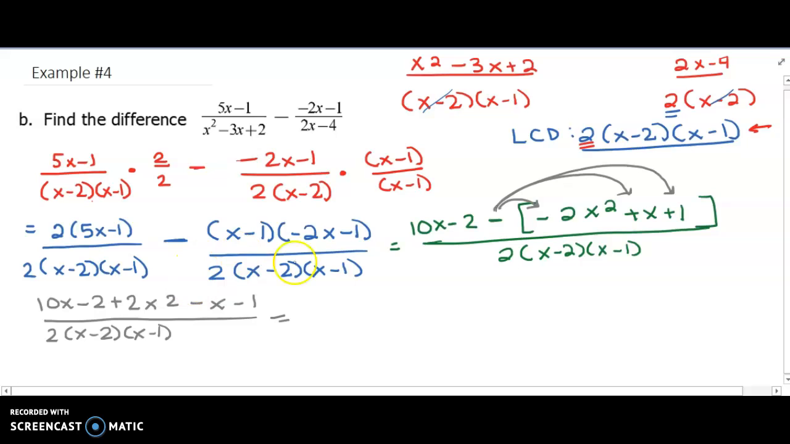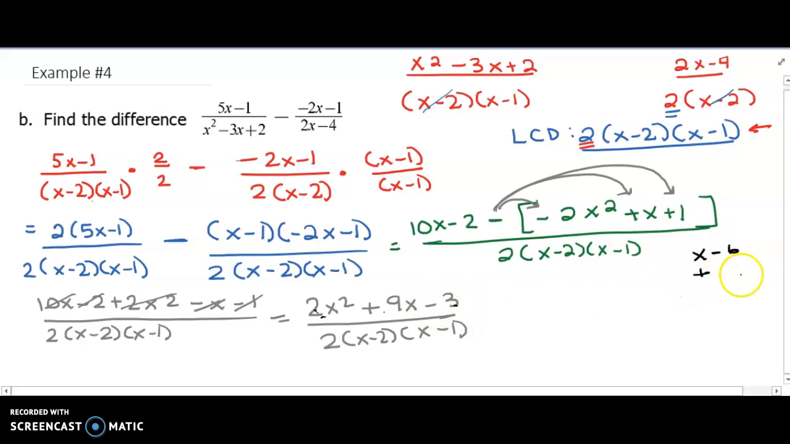Then I want to clean it up. So I have a 2x squared. I have a positive 10x minus x, so plus 9x. And then a minus 2 and a minus 1, a minus 3, over 2(x - 2)(x - 1). All right, so when I look at this, 2x squared plus 9x minus 3, I want to see if this factors anymore. So I want to ask myself, are there two numbers that multiply to a times c, which is negative 6, but add to b, which is positive 9? And no, there's not. So this can't be factored, so this can't be broken down anymore.